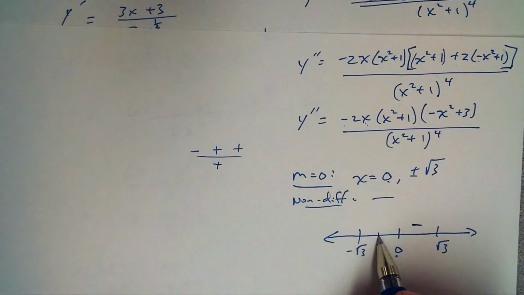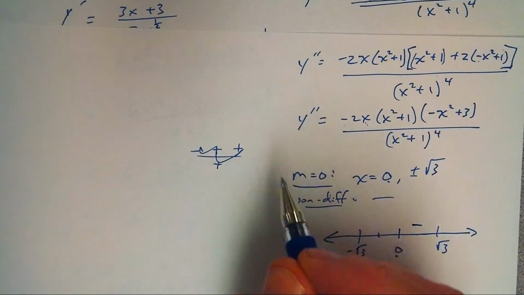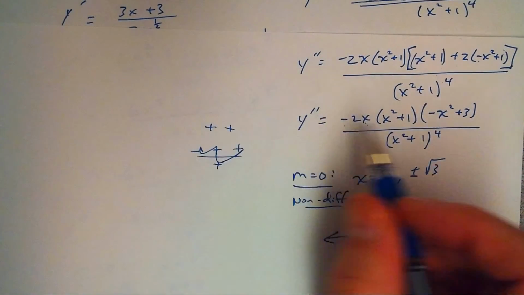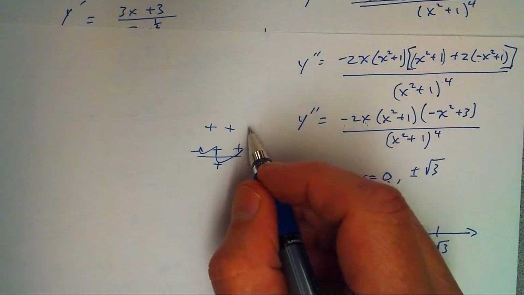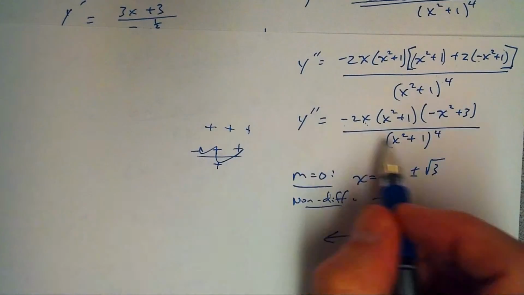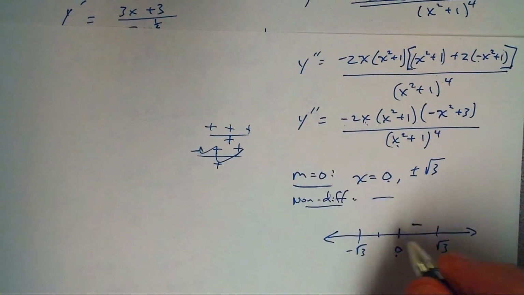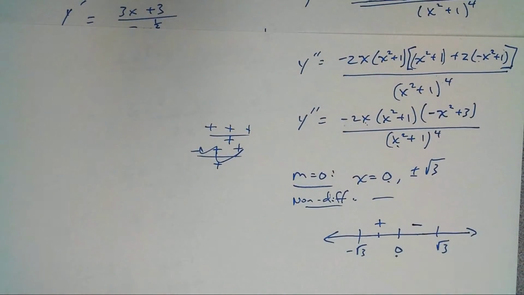How about negative 1? Negative 1, cross that out. Negative 1, I get a positive times a positive. Negative 1, this is still a positive. Negative 1, that's 1, 2, positive. All positives, I'm positive in here.